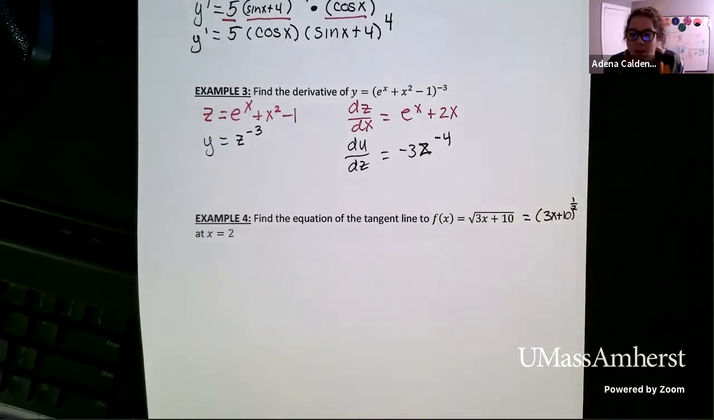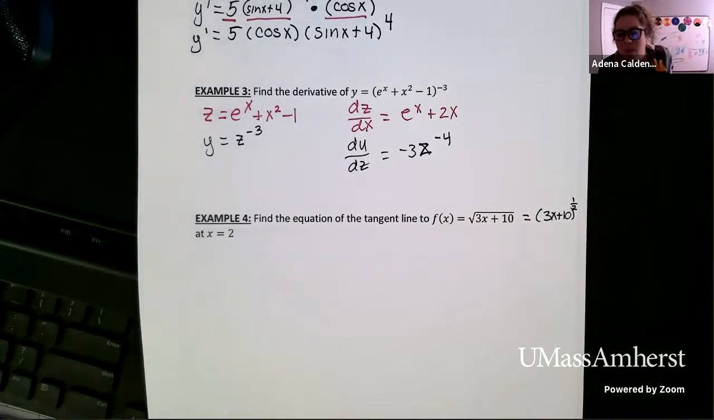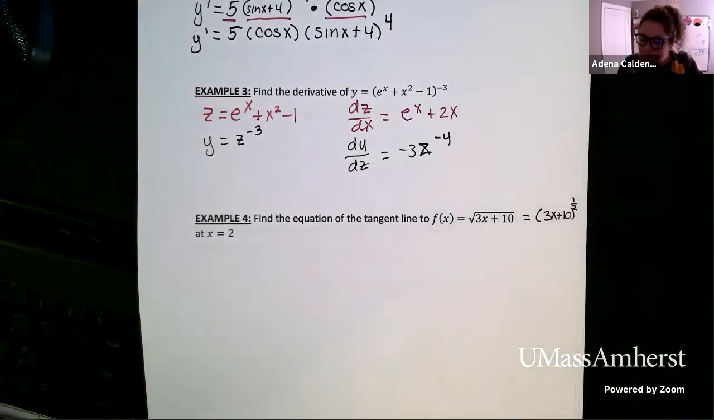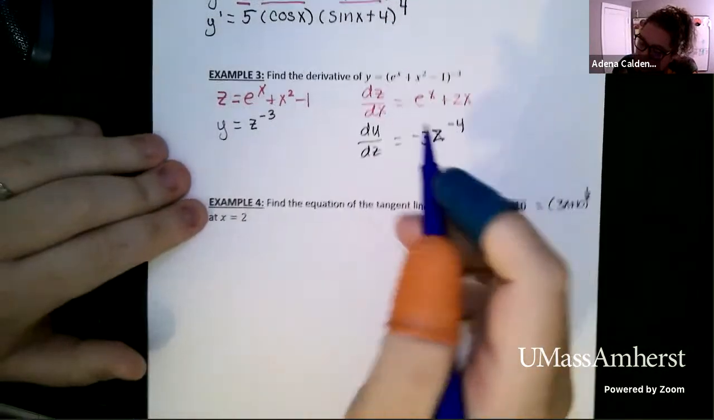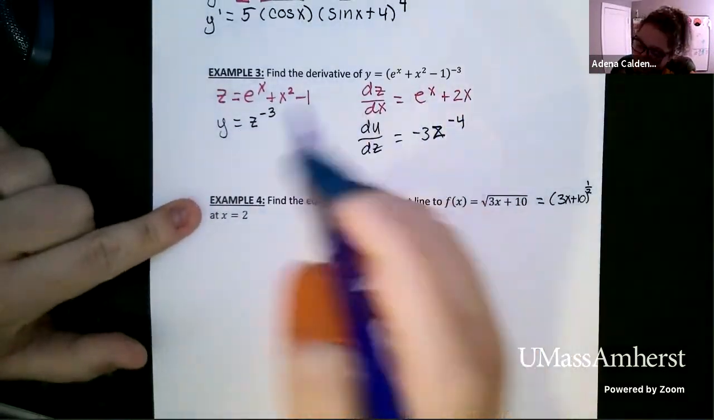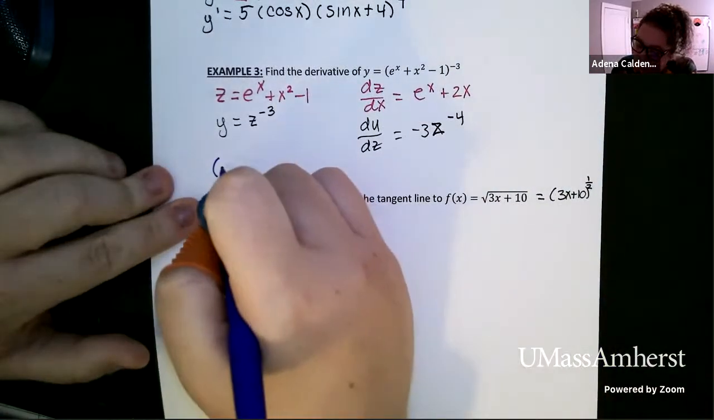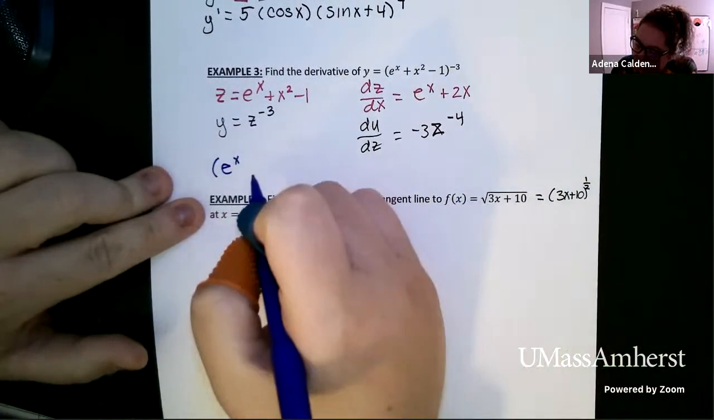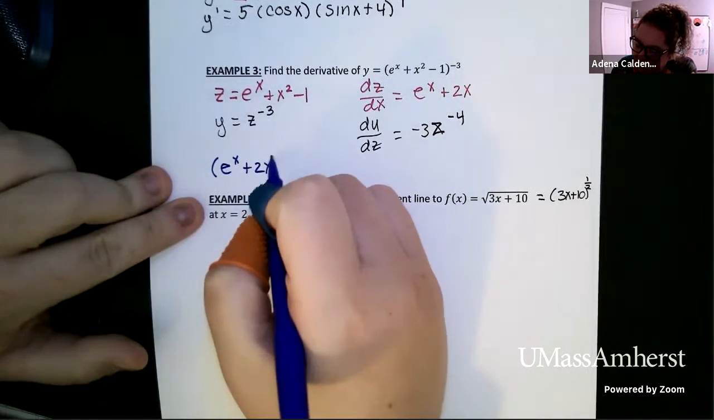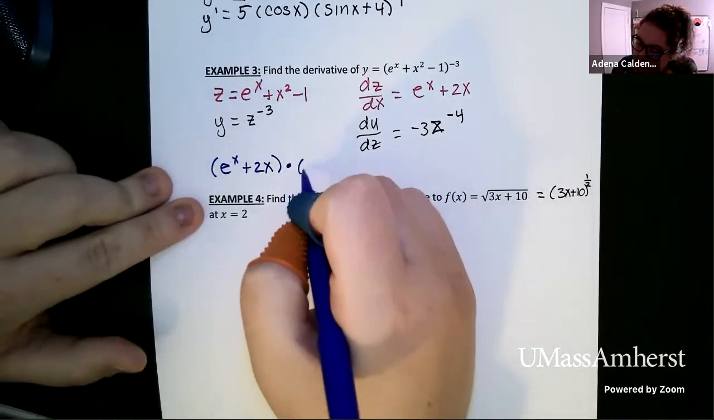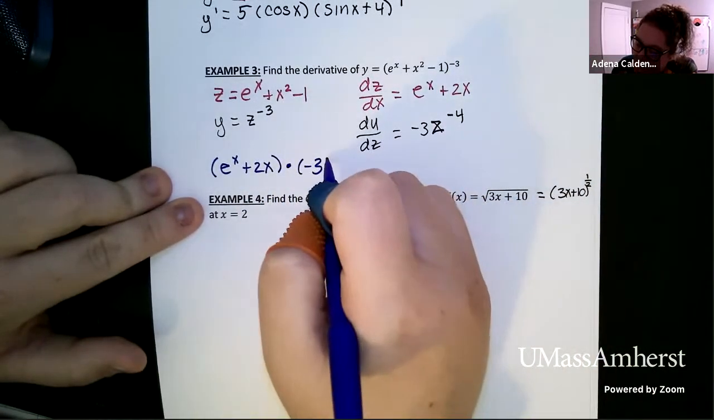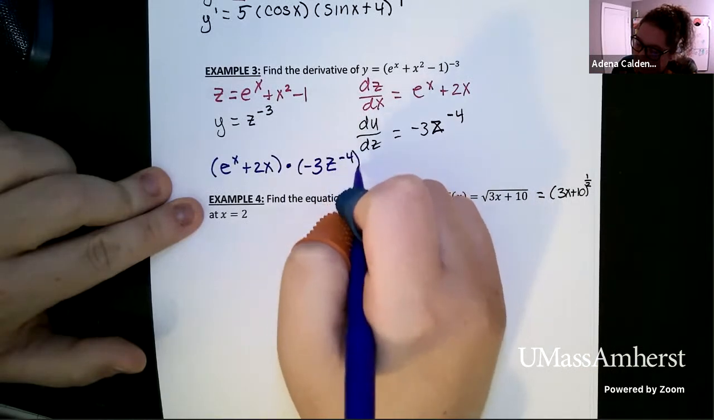Remember, when you have negative powers, they become more negative when you subtract one from the power. So now we want to multiply our two derivatives together. So again, because this has more than one term, I'm going to use parentheses. So e to the x plus 2x times negative 3z to the negative 4.